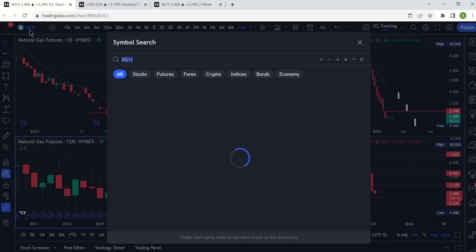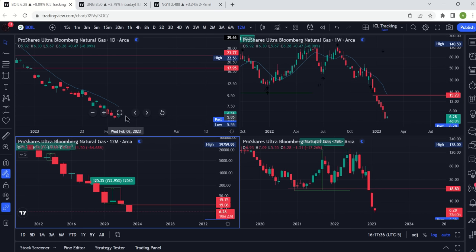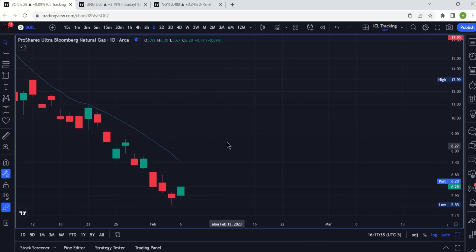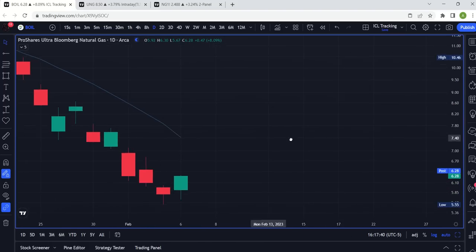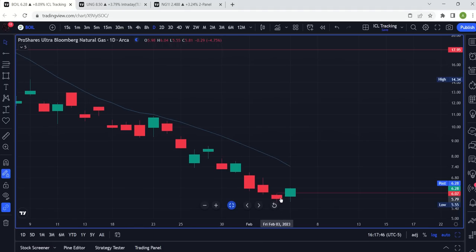Let's see. This is the one that actually closed as a swing low. So notice natural gas itself did not close as a swing low, but BOIL did. It's important to understand those details, right? And we talked about this in the previous video, what the level would be. Because we said, okay, if Friday does turn out to be our low, what is the level we need to get above to make it a swing low? And we obviously got above that level and we closed above it.